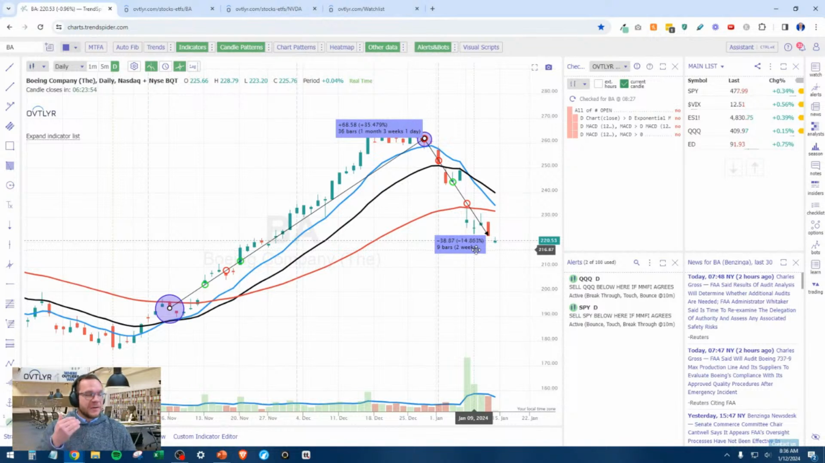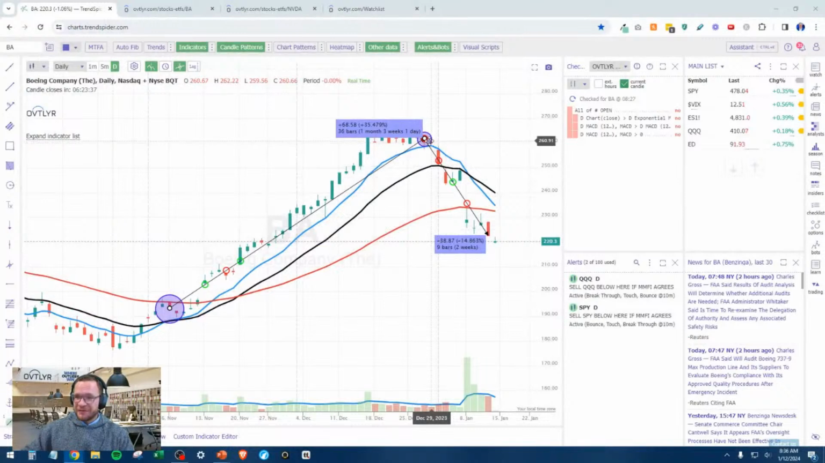And this is about 10 days or so before the doors started falling off the airplanes. I don't know if there's a correlation between those two things. You tell me. But I do know that the OVTLYR data showed us a really incredible result by having us get a sell signal right near the top before the bottom dropped out.